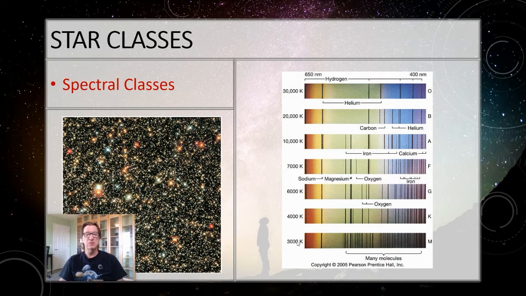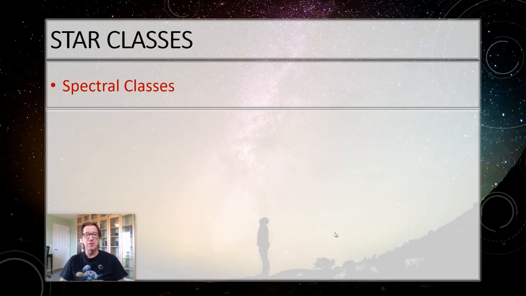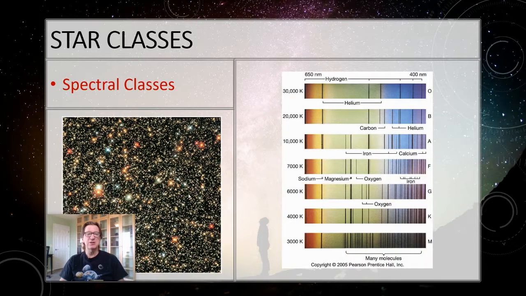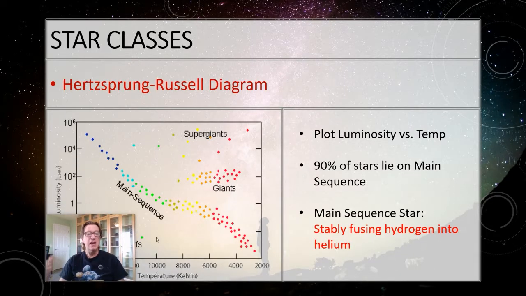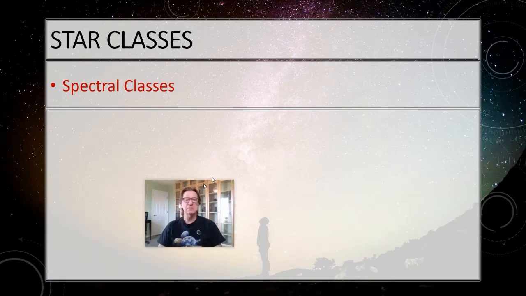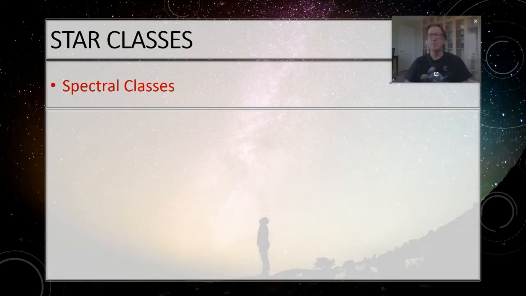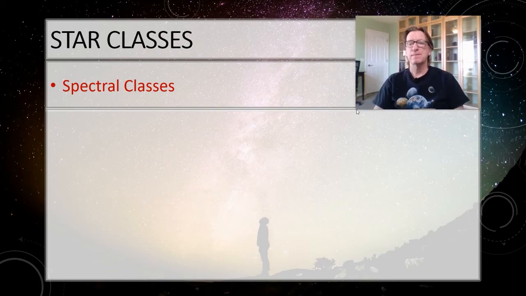Now, of course, I can also get the temperature by looking at the peak color of the rainbow behind it. And if I can also get the luminosity, I can plot that on an HR diagram. That HR diagram allows me to not have to look at the spectrum of all these millions of different types of stars. So let's look at the spectral classes. I'll move the video back up here. Let's look at them. So O, B, A, F, G, K, M.